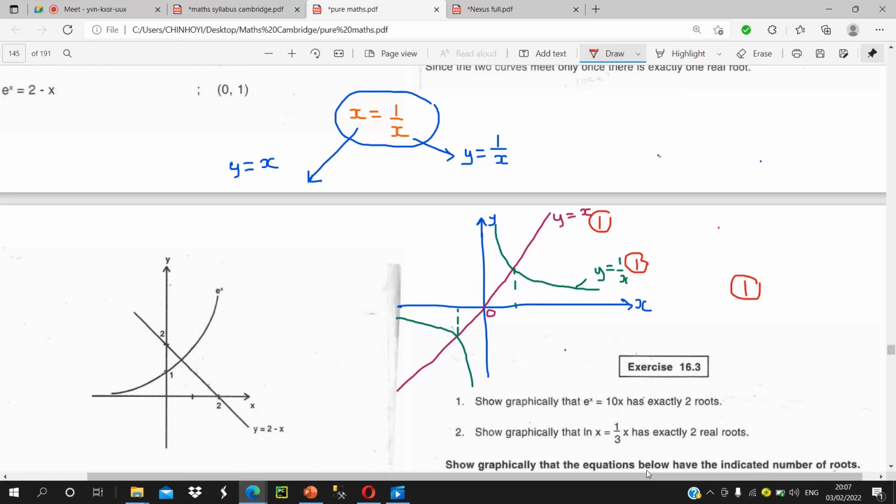After that, you have to comment. If the graphs are intersecting twice, we have two roots. If the graphs intersect once, you've got one root and so forth. You have to comment. Yes.